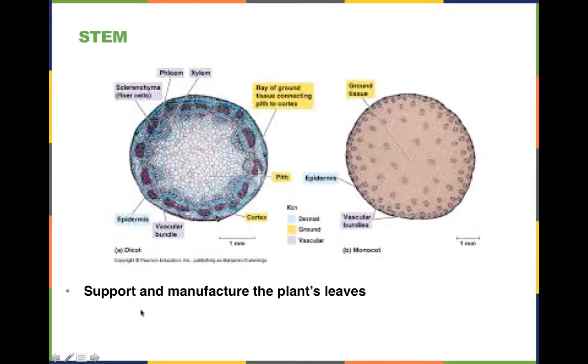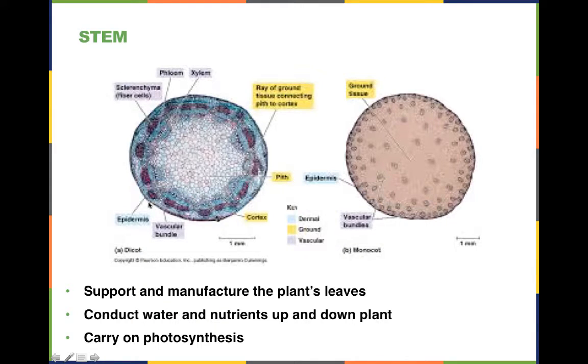Now, the purpose of the stem is severalfold. One is to support and manufacture the plant's leaves, so it supports the leaf structure, which is where all the photosynthesis occurs. The second is to conduct water and nutrients up and down the plant, so it has this vascular tissue for that purpose. And then third is that some photosynthesis actually occurs in the stem as well. So you have these three purposes for these stems in the plant.